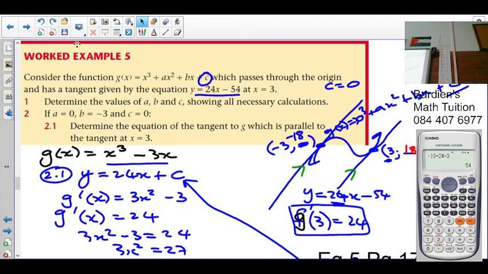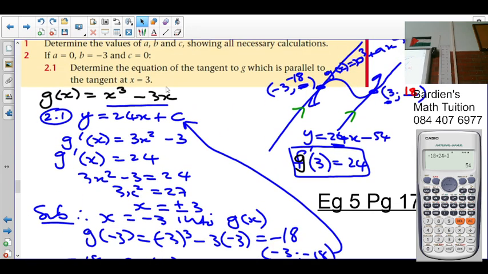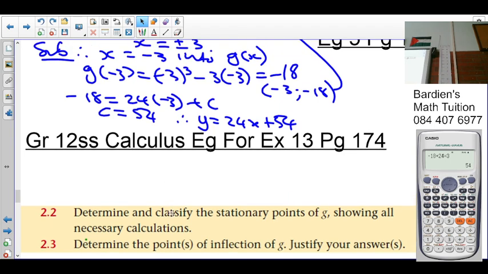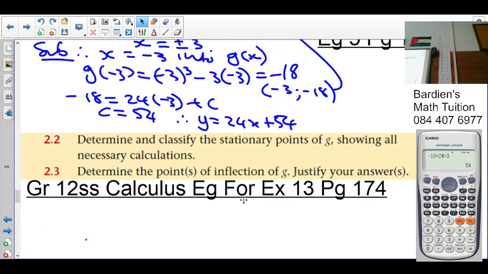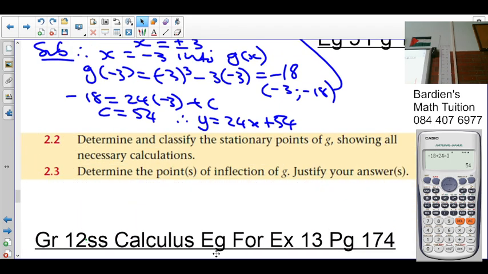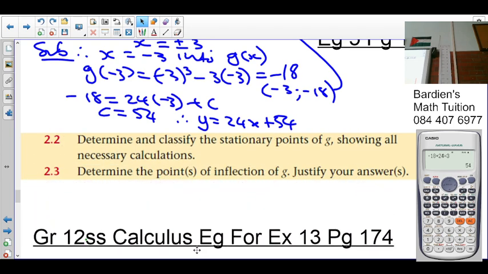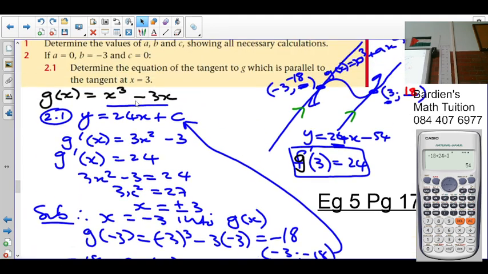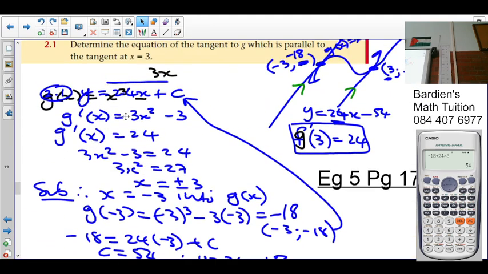But that question is not asked often, but basically that's how you work that question. That's what's in the answer. In the next question, they ask you to determine and classify the stationary points of g, showing all the necessary calculations. I'm going to draw this down here.